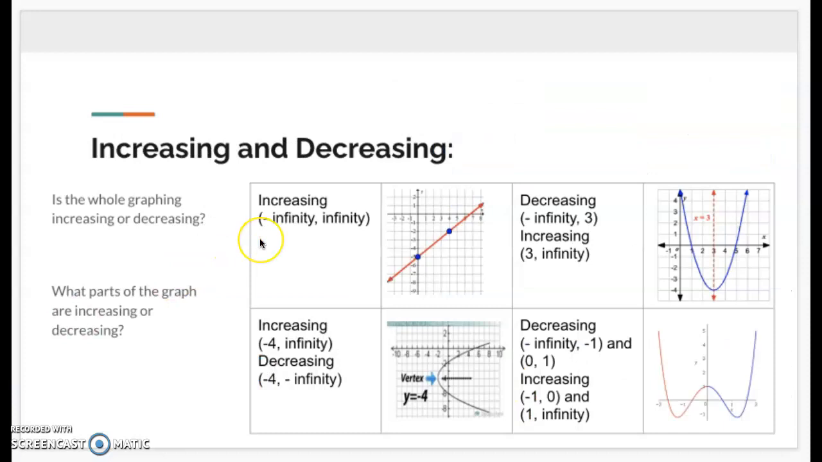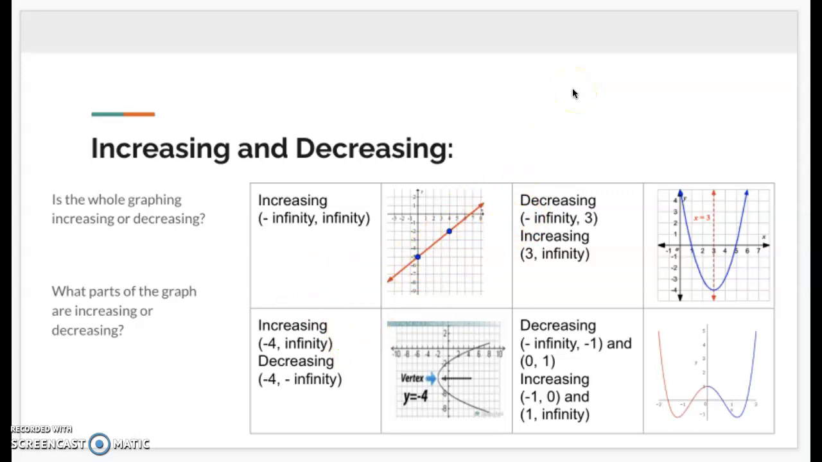Our next one is going to be increasing or decreasing. So we want to figure out, is the whole graph increasing or is the whole graph decreasing? Or are there certain parts that are increasing or decreasing? Because the whole thing could be going up or down, or there could be certain spots that are going up and certain spots that are going down. And if we're talking about a straight line, it's always going to be only increasing or only decreasing. So notice this straight line is going up, which means it's increasing. From these negative numbers over here to the positive numbers on this side, that graph is going up.